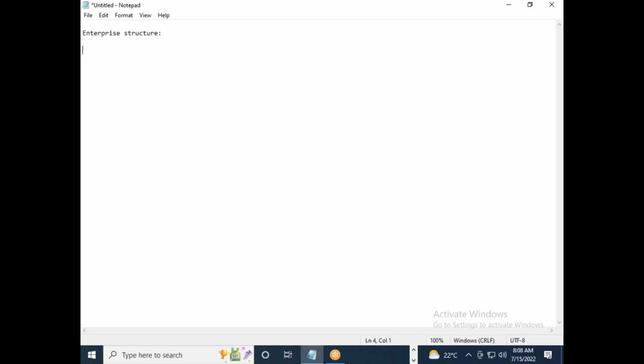In this enterprise structure, we are going to have a company. After the company, we are going to have a company code. Under the company code, we are going to have a plant. Under the plant, we are going to have a storage location. After the storage location, we are going to have a purchasing organization, and then a purchasing group in our enterprise structure.